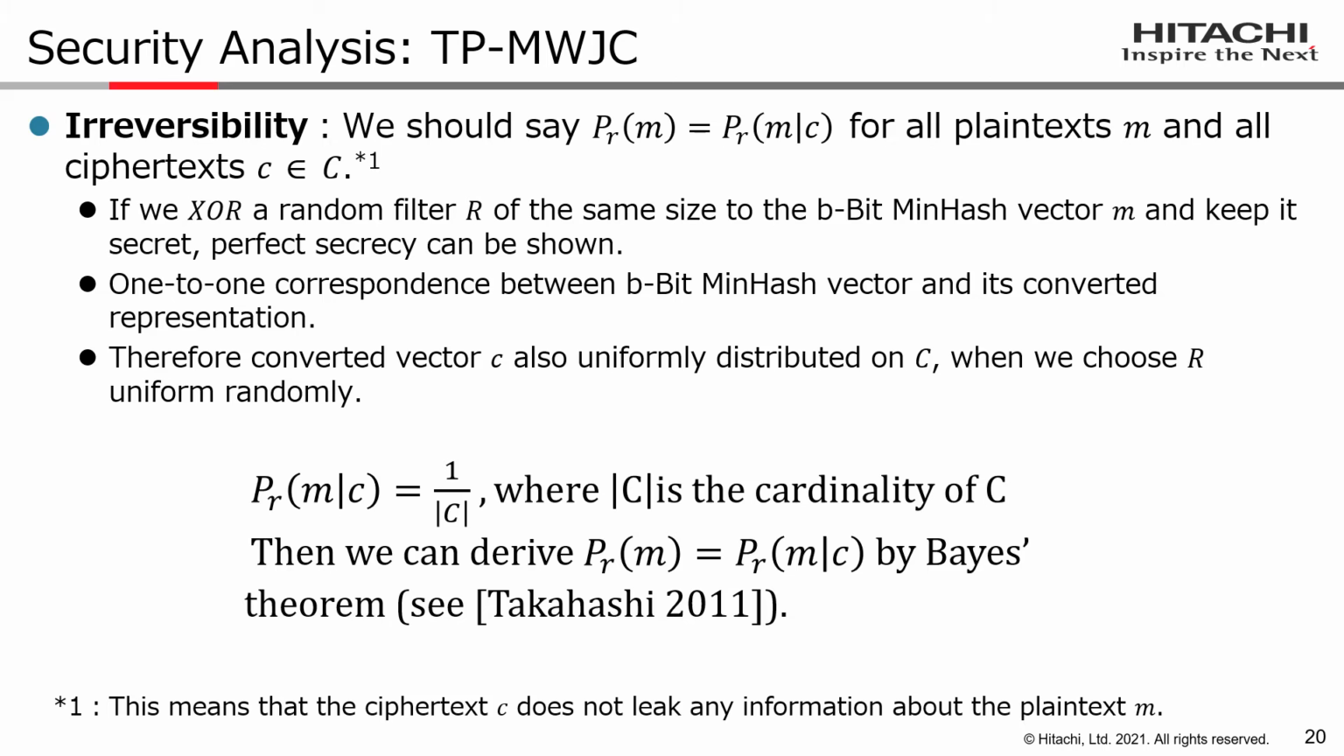This slide explains that the proposed method satisfies requirements for template protection. The first requirement is irreversibility. To meet irreversibility, we should show independence between plaintext M and ciphertext C. If we XOR a uniform random filter R of the same size to the b-bit MinHash vector M and keep the filter secret, we can derive independence of plaintext M and ciphertext C, which corresponds to irreversibility. For the details of the derivation, please refer to the paper.